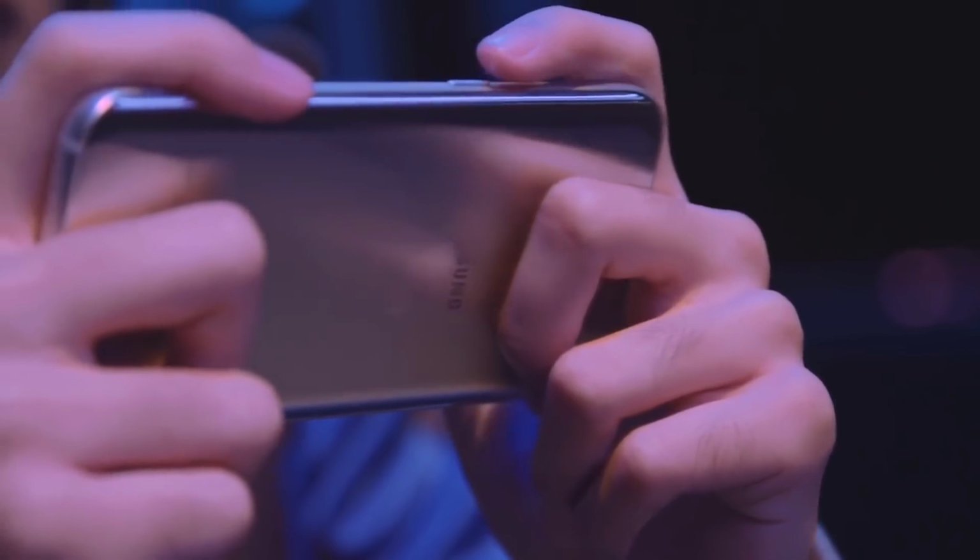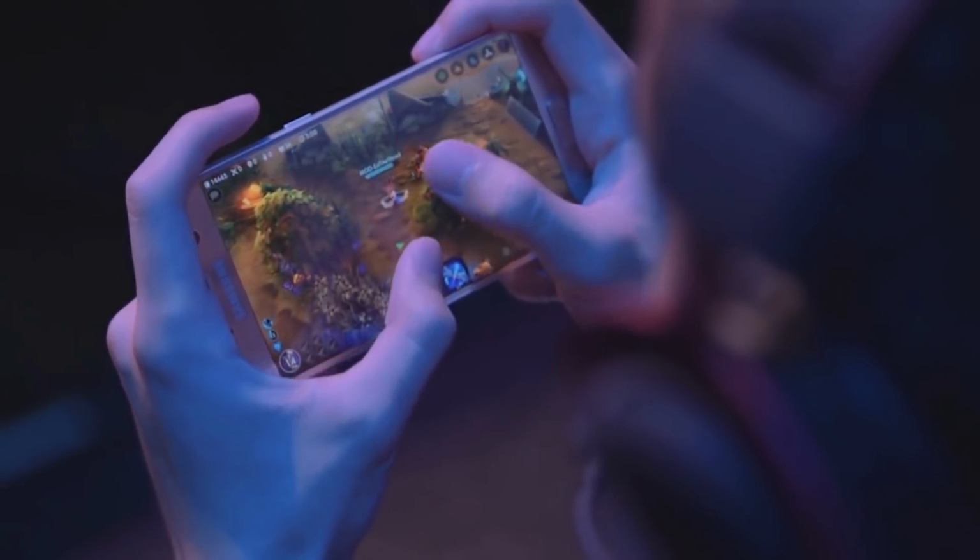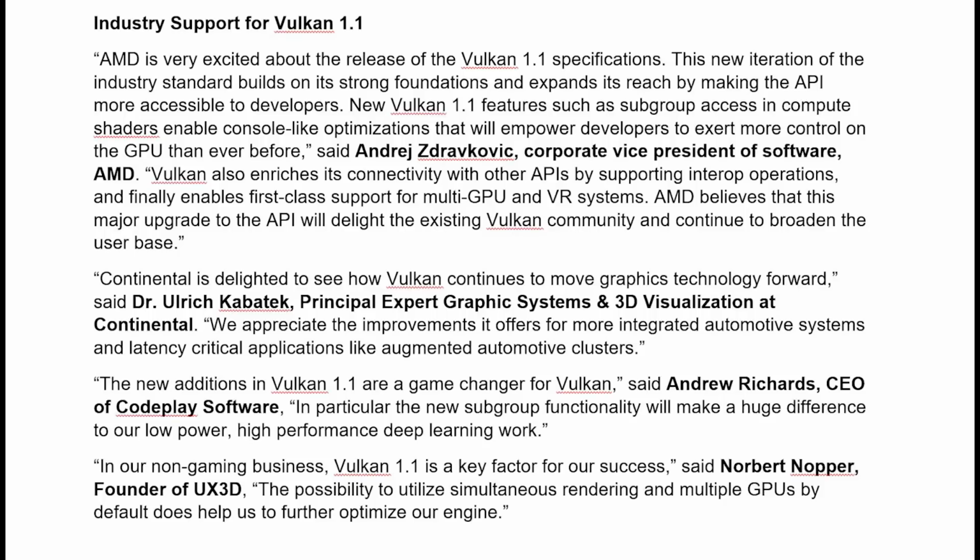AMD, for example, said that it's almost console-like level of optimization, and then Codeplay Software said it's very important with latency-sensitive applications. So what exactly is a subgroup operation, and can you explain why it's so important?